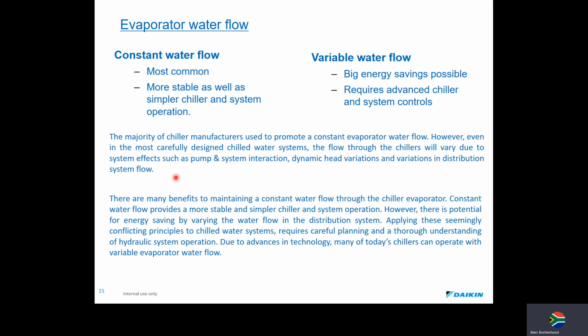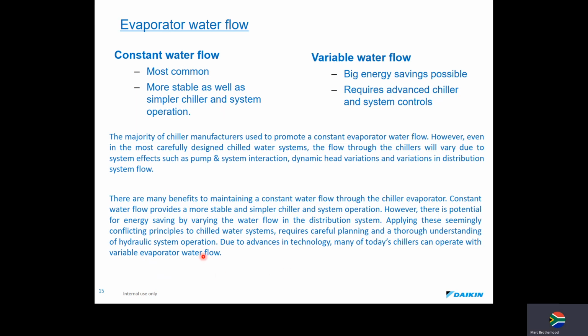The majority of chiller manufacturers used to promote a constant evaporator water flow. However, even in the most carefully designed chilled water systems, the flow through chillers will vary due to system effects such as pump and system interaction, dynamic head variations, and variations in distribution system flow. There are many benefits to maintaining a constant water flow through the chiller evaporator. Constant water flow provides a more stable and simpler chiller and system operation.